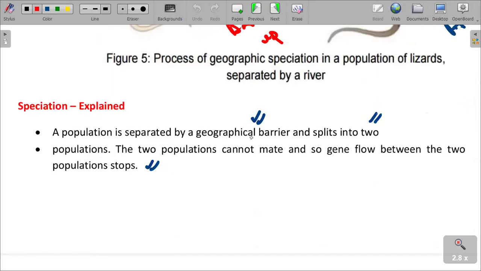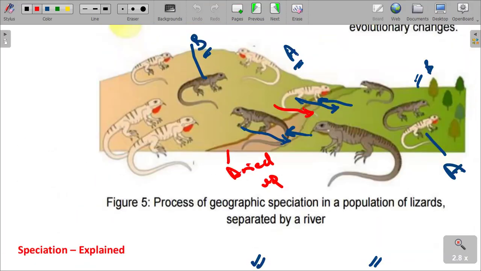What I want you to understand is that even if they are able to meet again after years of separation, they are no longer able to interbreed. That alone results in two population species. That alone would mean that we have got speciation. Speciation has taken place. We have already completed the process of speciation because we have got this population, which is the white population, and this other population, which is gray black, which is totally different from the first population that we started with as the original population.